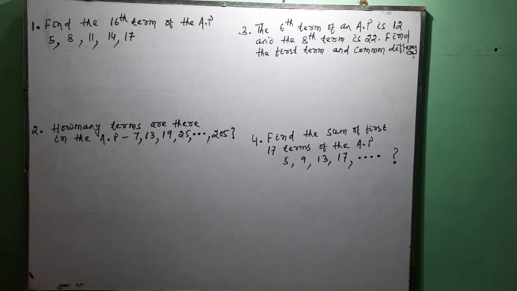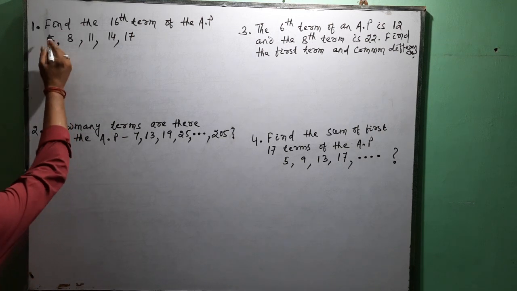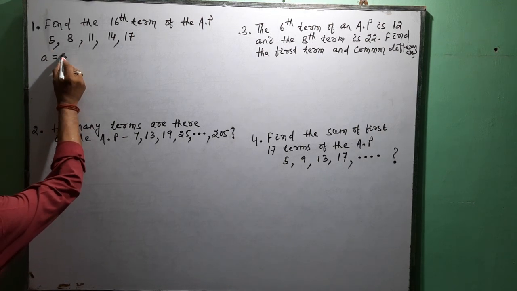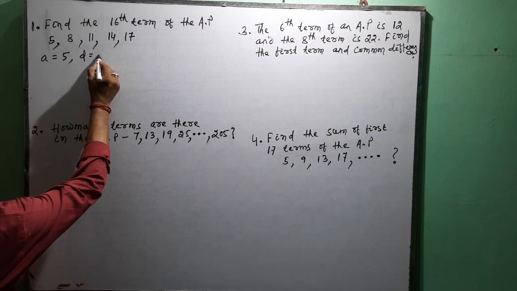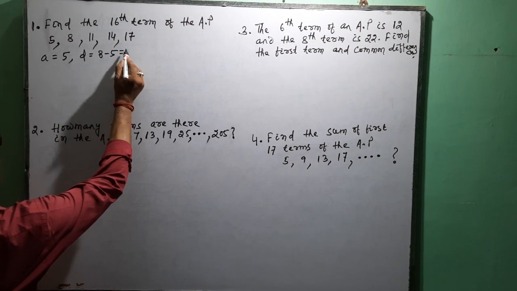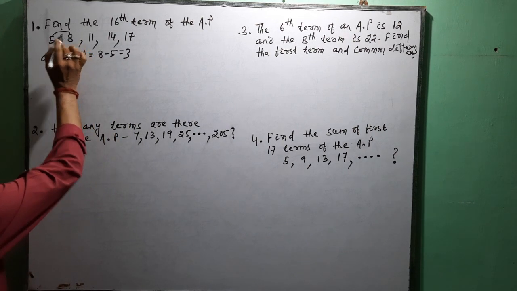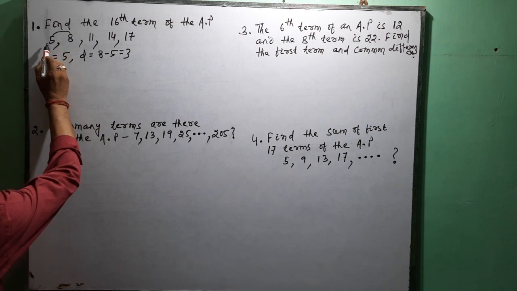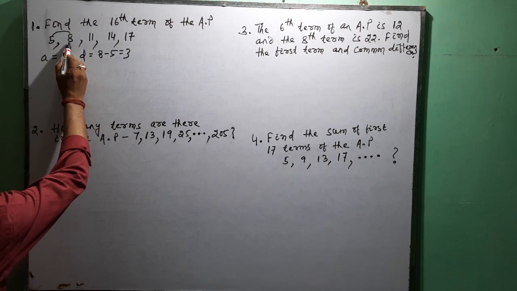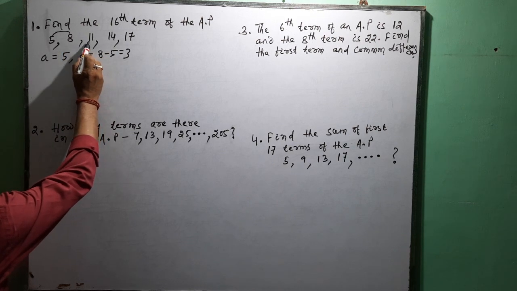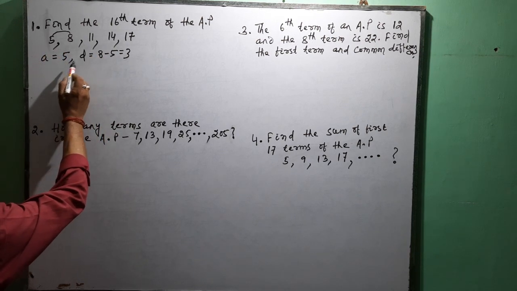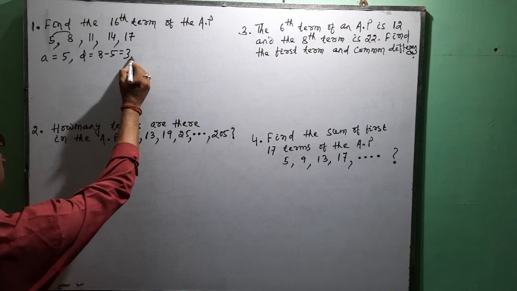Let's go to problem number 1. The question asks, find the 16th term of the AP. Here a is equal to 5, d is equal to 8 minus 5, which is 3. Second term minus first term. Never first term minus second term, that is a wrong concept. Second term minus first term, third term minus second term, fourth term minus third term. So a is 5 and d is 3.